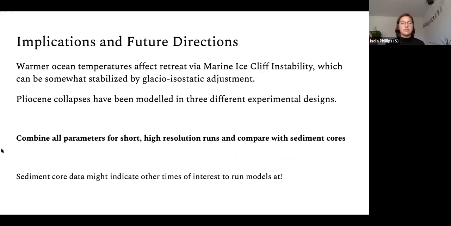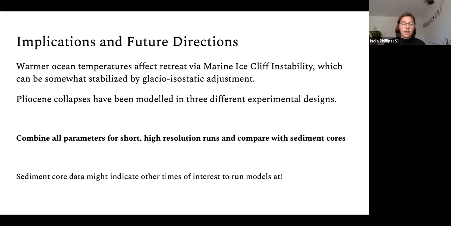Okay, so an interesting note connection between Hannah's and Izzo's presentations: warmer ocean temperatures in the future might affect retreat via the marine ice cliff instability, which can be somewhat stabilized by glacial-isostatic adjustment. So basically what that means is we need to have really good modern values for glacial-isostatic adjustment to be able to pinpoint and model the future.